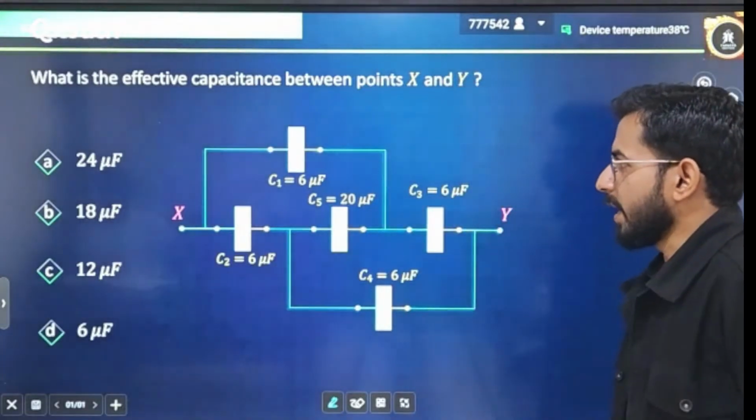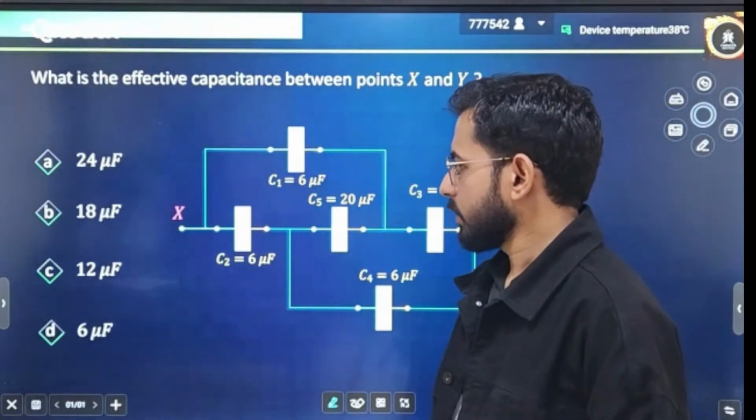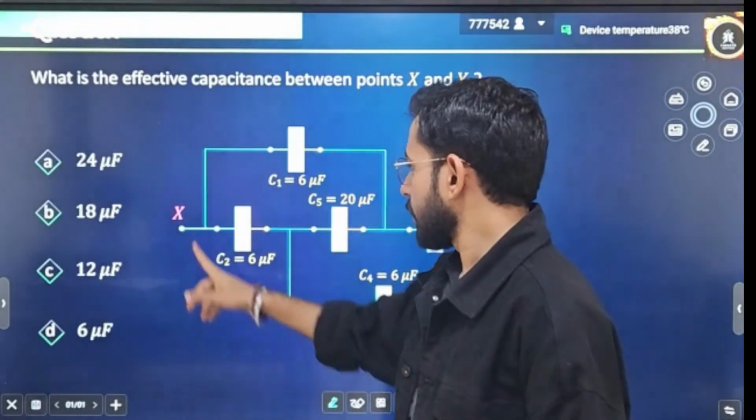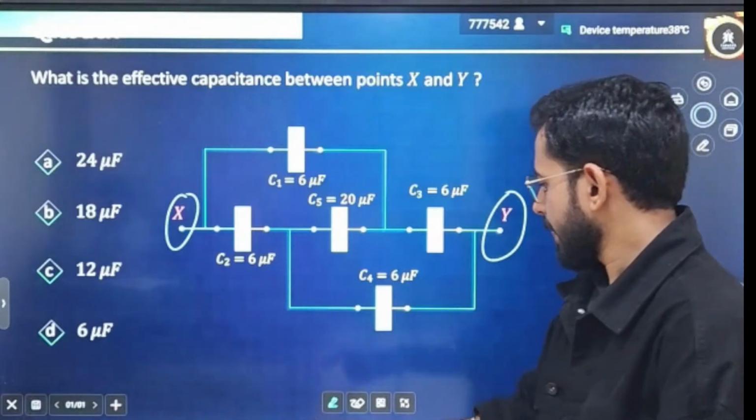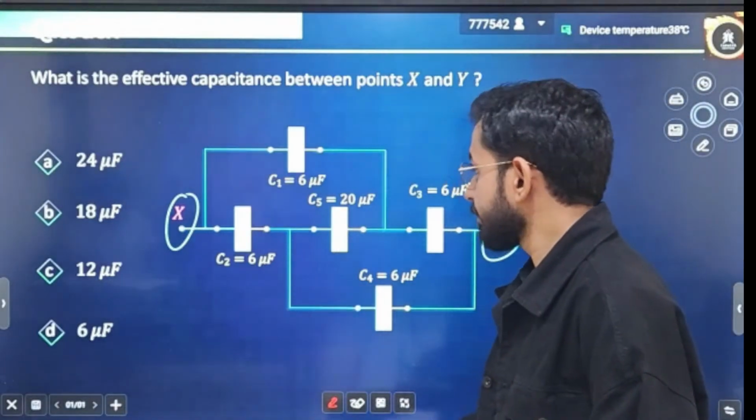How do I judge that it is a balanced Wheatstone? If the question is asking you what is the net effective resistance between point X and point Y, this is what you have to solve. So let's see how I can judge.